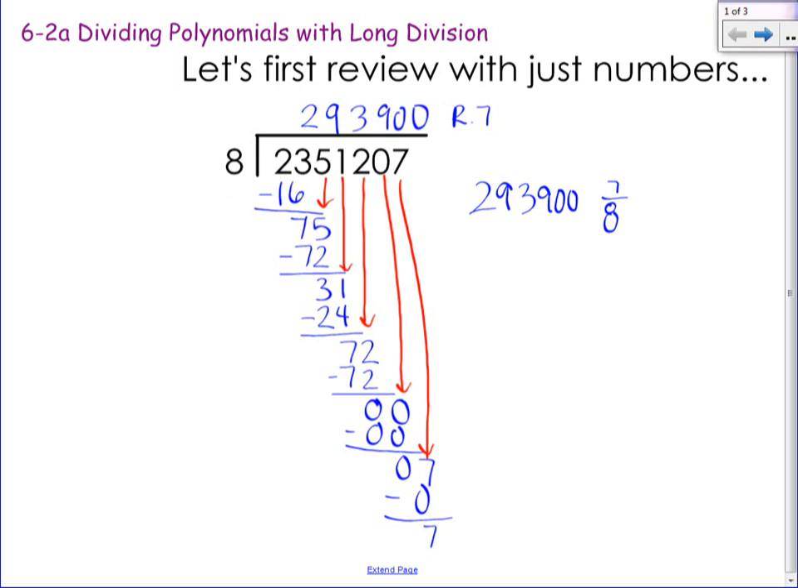Okay? Any questions on this process? Because we're going to now add in the algebra, something you've never seen before. Would you accept 7/8? Yes. We're good? All right, here we go. Ready or not?